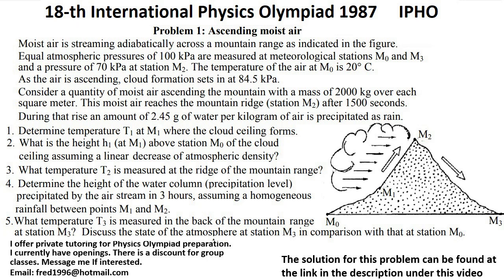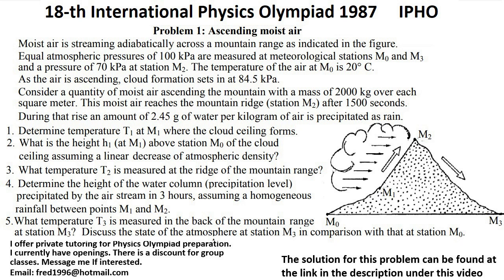Question 1. Determine temperature T1 at M1 where the cloud ceiling forms. Question 2. What is the height H1, at M1, above station M0 of the cloud ceiling assuming a linear decrease of atmospheric density? Question 3. What temperature T2 is measured at the ridge of the mountain range?